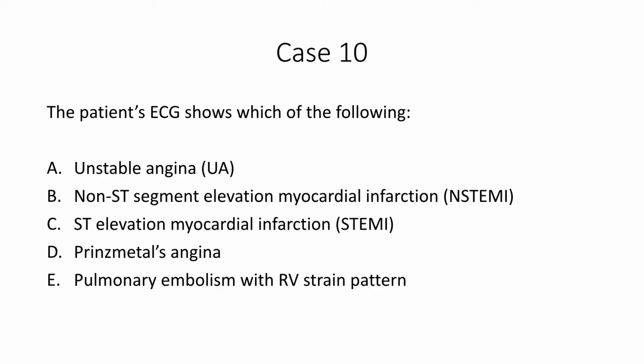The patient's ECG shows which of the following? Is it A, unstable angina, B, non-ST elevation MI, C, ST elevation MI or STEMI, D, Prinzmetal's angina, or E, pulmonary embolism with right ventricular strain pattern? And the answer is C, ST elevation myocardial infarction or STEMI.